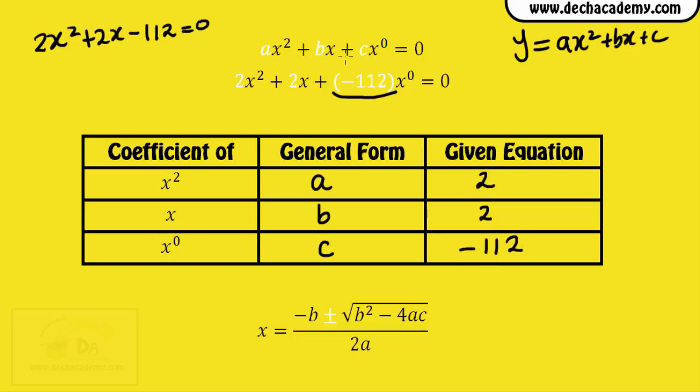So be careful, because you can see that the general form says plus c, where c is a constant, so it could be a positive number or a negative number. So plus c x to the 0. In this case, our c is a negative number, so be careful, it's a negative number. Now that the values of a, b, and c are known, the almighty formula, the quadratic formula, can now be used to solve the given equation.